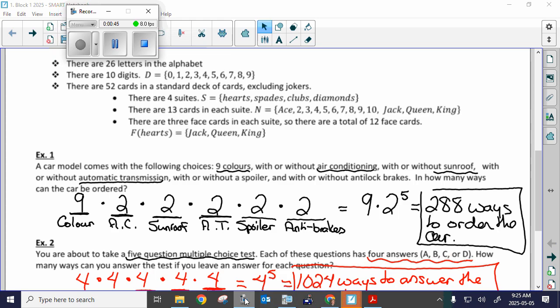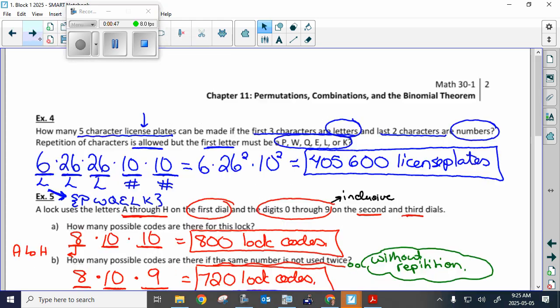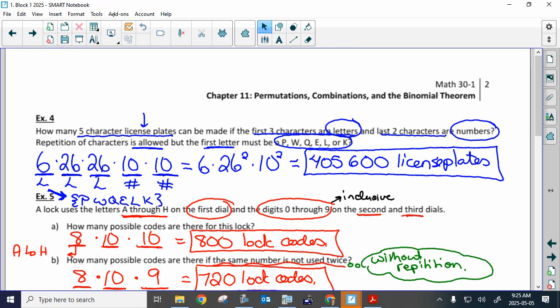So let's just kind of recap a couple of the questions right in your notes. When we were talking about 5-character license plates, if the first 3 characters were letters and the last 2 characters were numbers, and the first letter had to come from P, W, Q, E, L, or K, this is how we would set that up, okay?